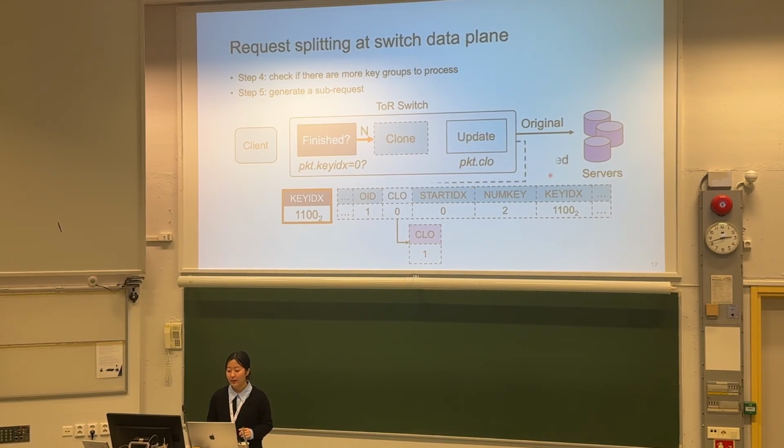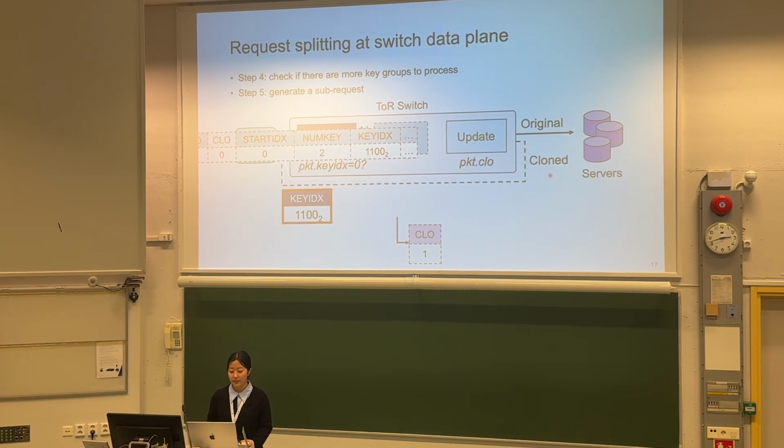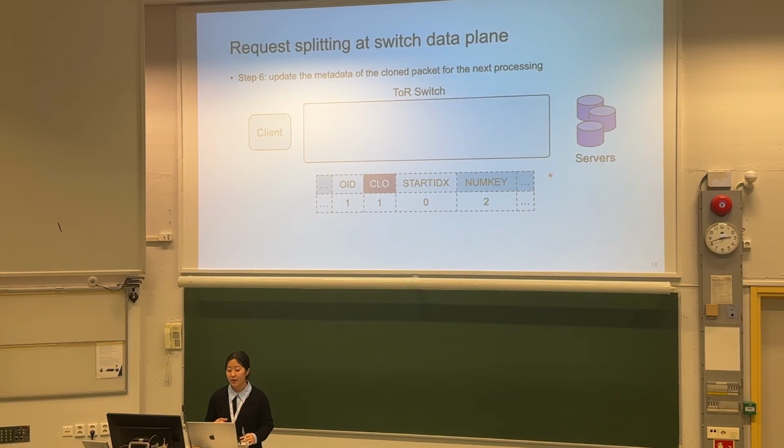Meanwhile, the cloned packet re-enters the ingress pipeline for further processing. It goes like this. And then after the cloned packet re-enters the ingress pipeline, the switch checks again if it's a sub request. So this time it is, because the clone field is 1. So the switch updates the metadata to process the next key group BC. So this entire process repeats until all key groups have been processed and dispatched.